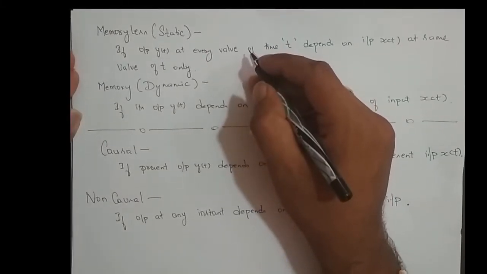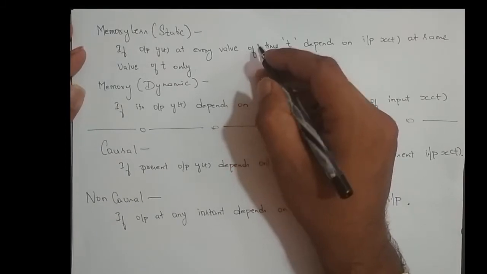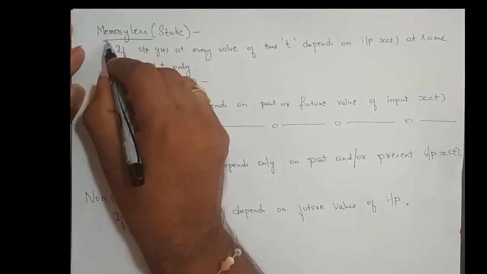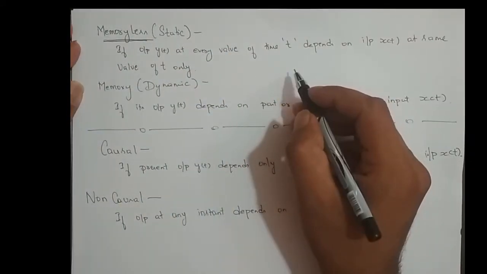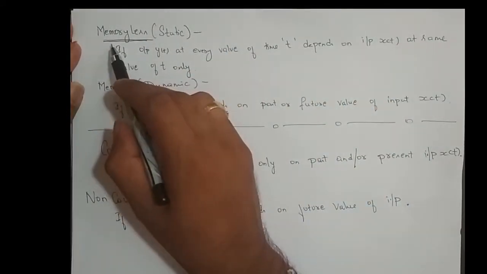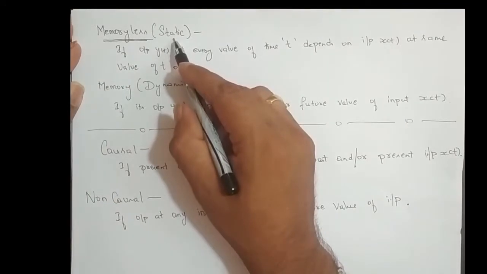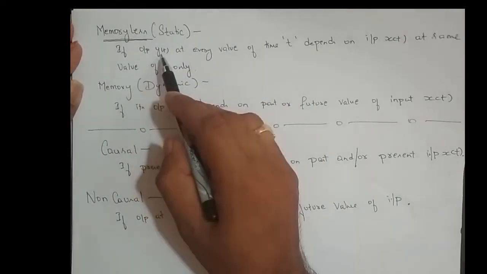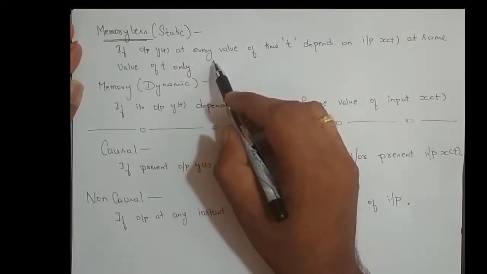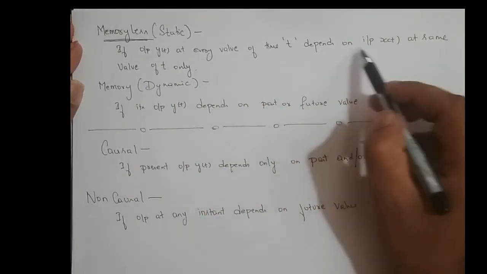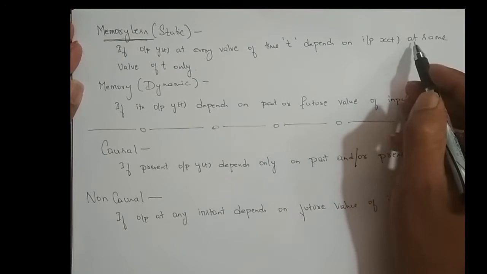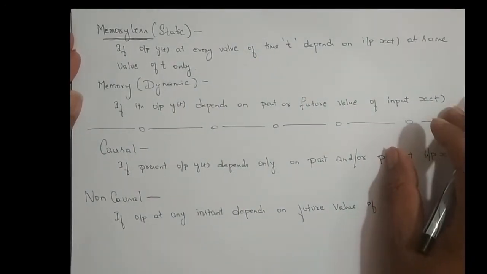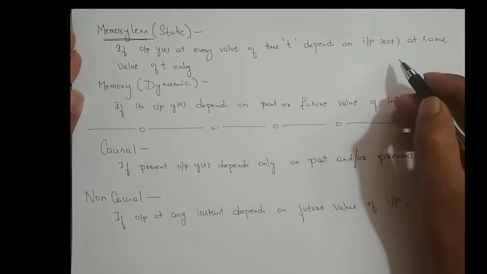Hi guys, in this video we'll discuss the memory and causality property of a system. A system is said to be memoryless, also called a static system, if the system's output y of t at any value of time t depends upon the input x of t at the same value of time t only.